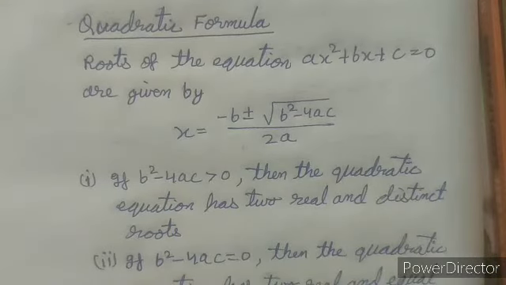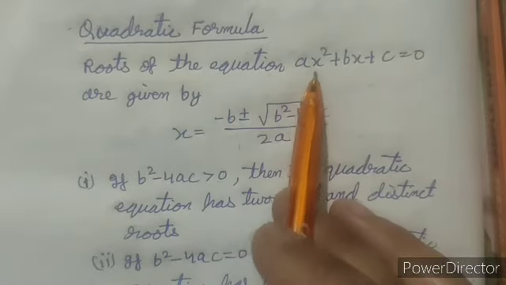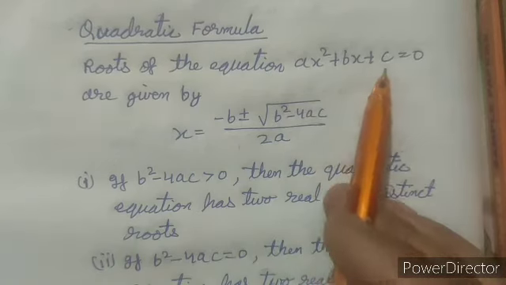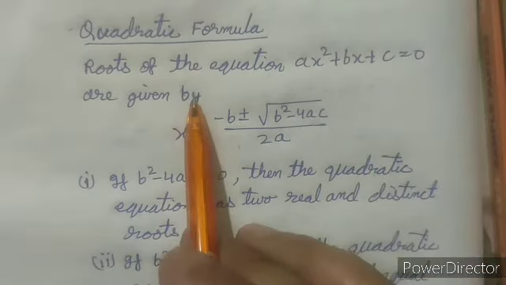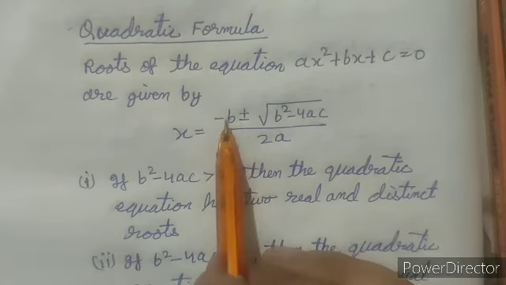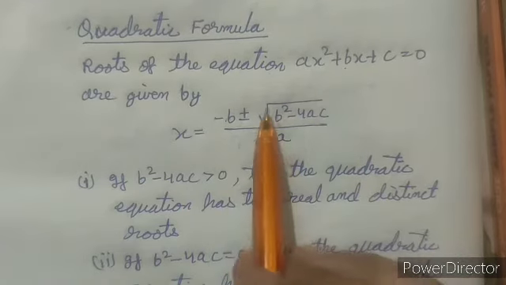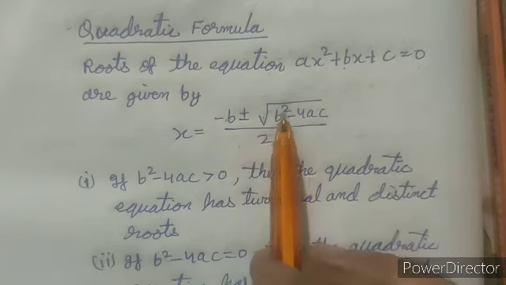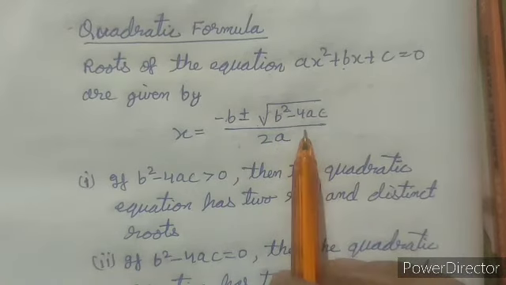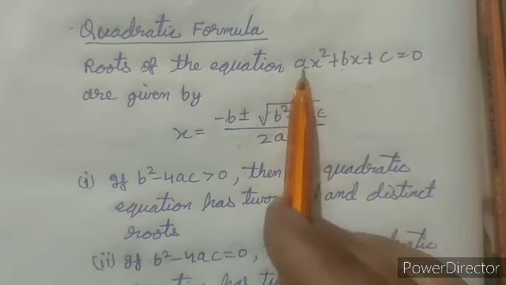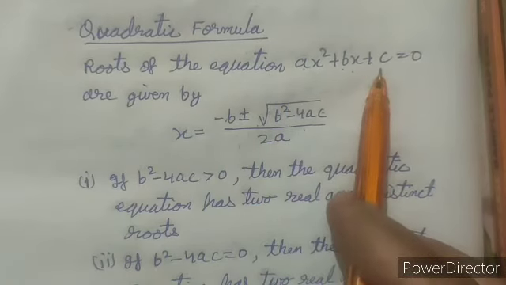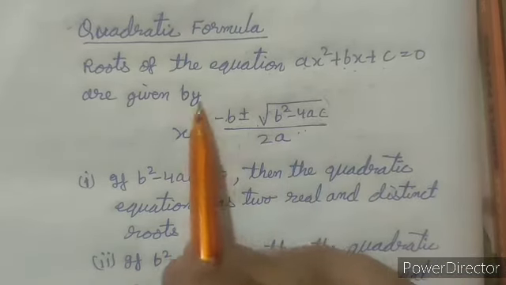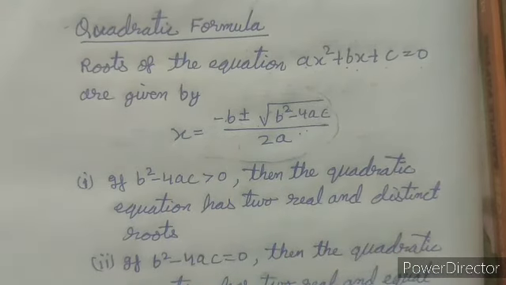Now the third method to find the roots of the quadratic equation is the quadratic formula. Roots of the quadratic equation ax square plus bx plus c equal to 0 are given by x equal to minus b, that is the coefficient of x here, plus minus under root b square minus 4ac upon 2a, where a is the coefficient of x square, b is the coefficient of x, and c is the constant term, and this is called the quadratic formula.